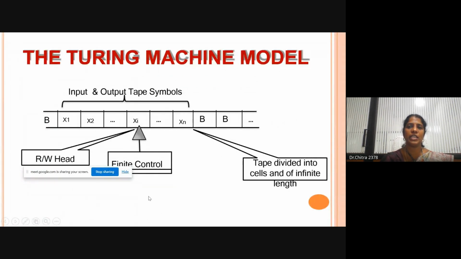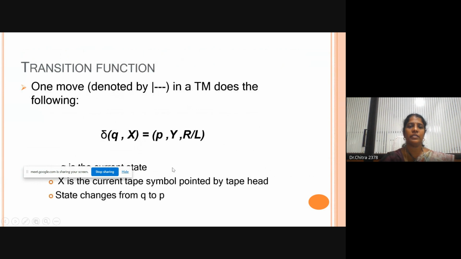Any Turing machine contains a finite control, a read-write head, and a tape divided into many segments, and all the input symbols are stored in the tape. This is a two-directional infinite tape. You can move either in the forward direction or the backward direction. This is the general transition function model: δ(q, x) = (p, y, right or left). q is the state, and the state can move to another state p, and x is the input symbol. You can change the input symbol, or without changing it, you may move the head right or left. This is the general transition function of the Turing machine.